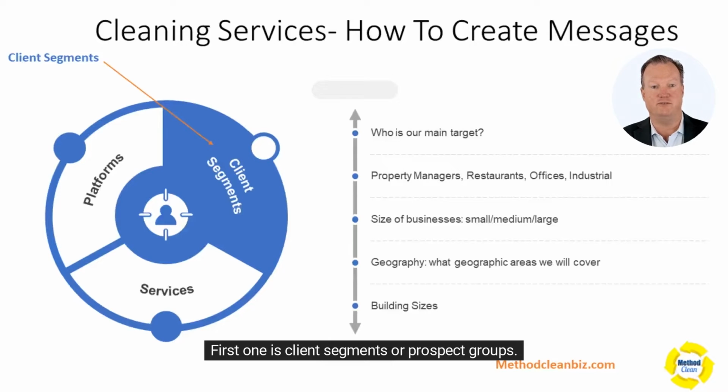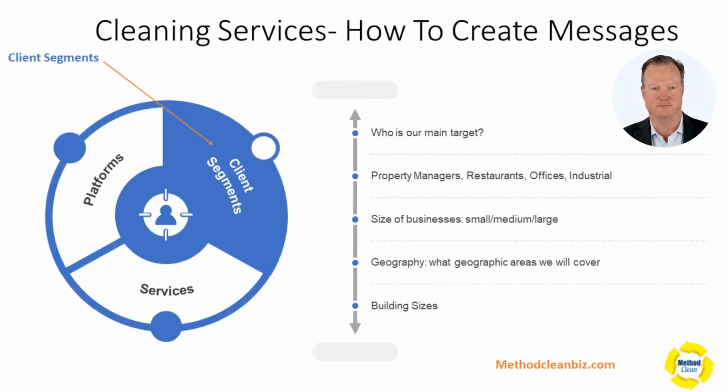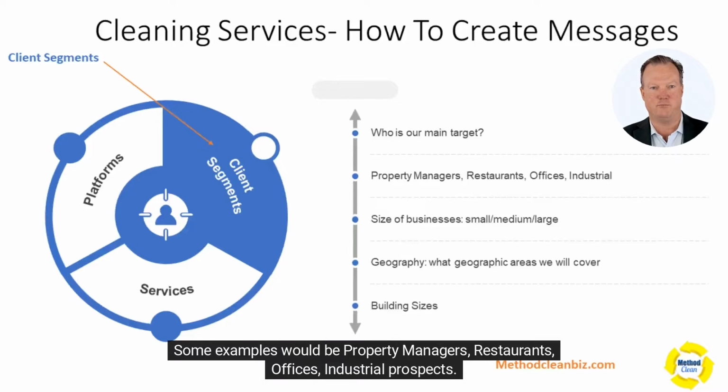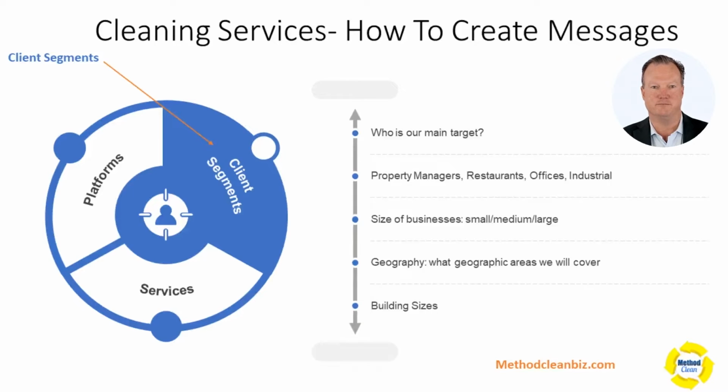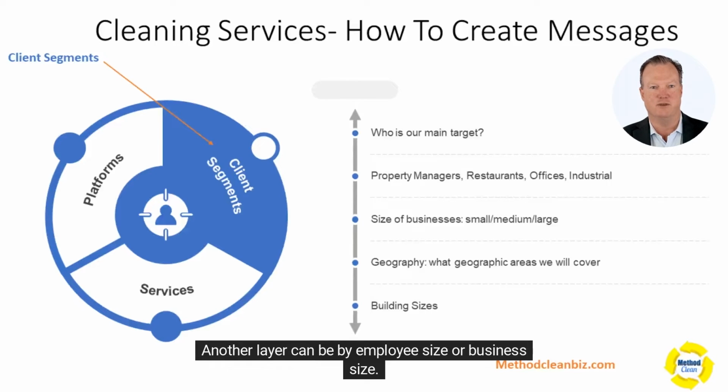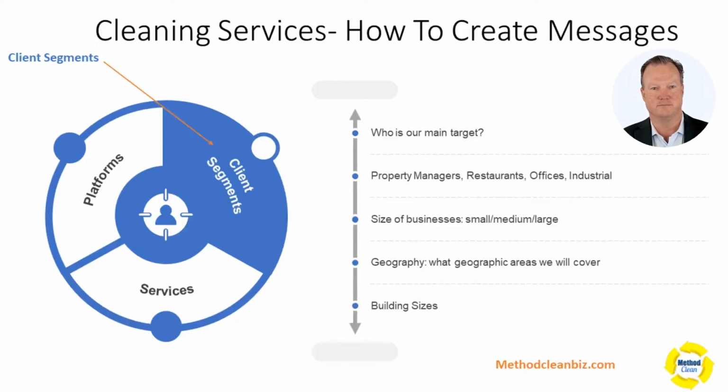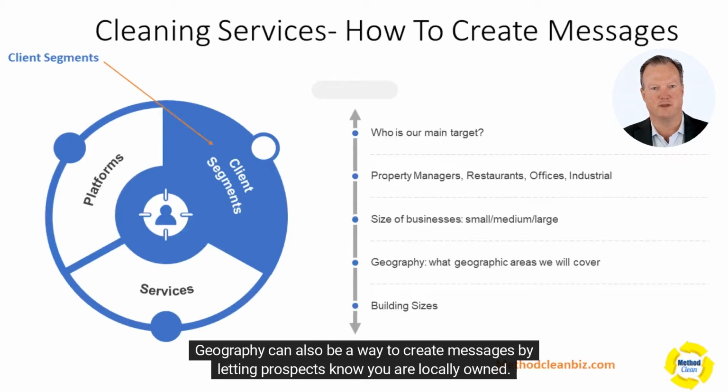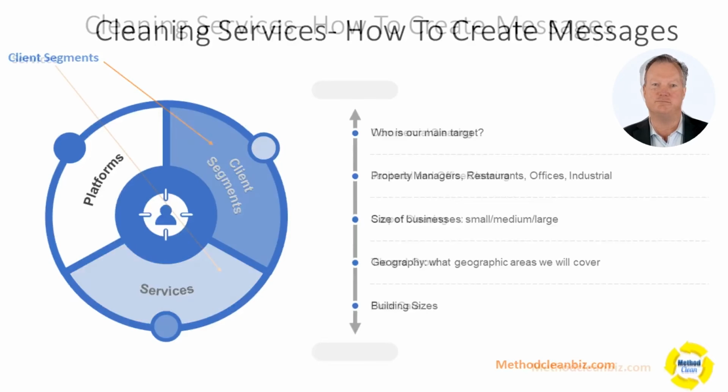The first one is client segments or prospect groups. Some examples would be property managers, restaurants, offices, and industrial prospects. Another layer can be by employee size or business size. Geography can also be a way to create messages by letting prospects know you are locally owned.